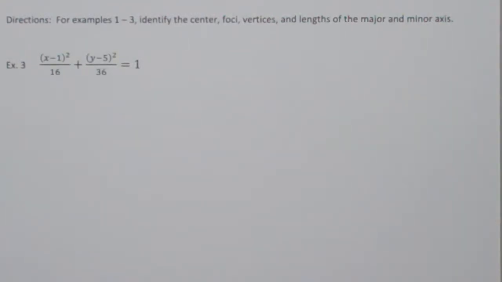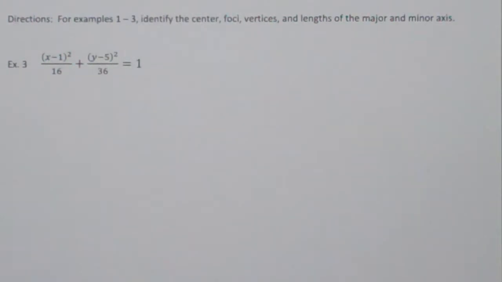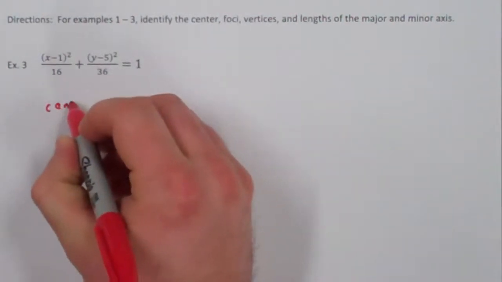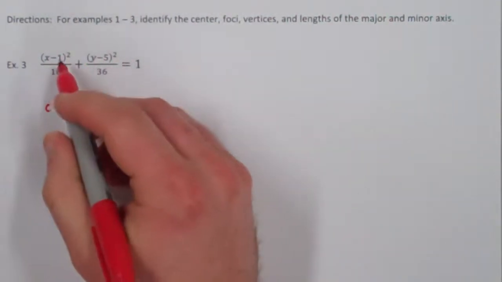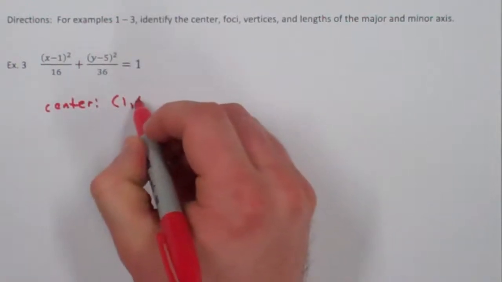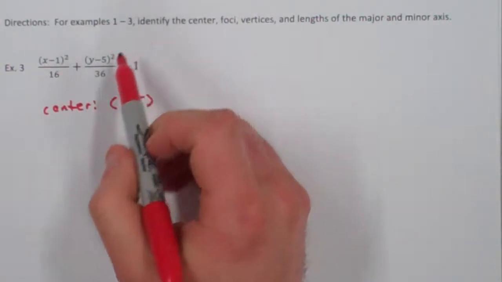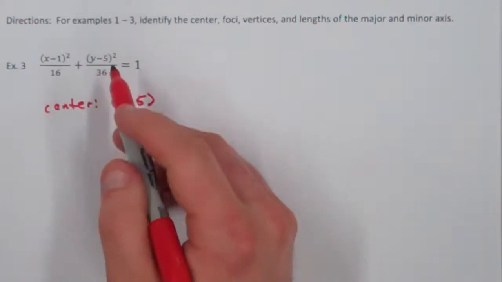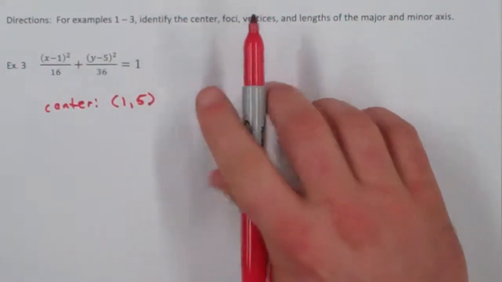One last example here, from 1 through 3, where we need to identify the center, the foci, the vertices, and the lengths of the major and minor axes. So the center will be the first thing we need to figure out, and the center here is going to be at (1, 5). The largest value is underneath y, so this ellipse will have a major axis that's vertical.